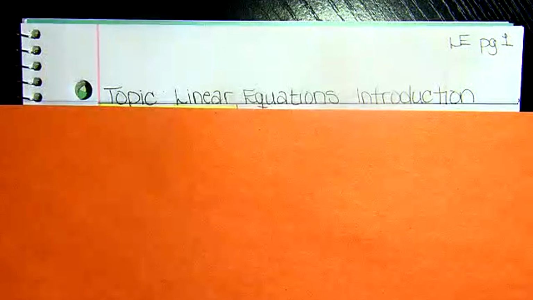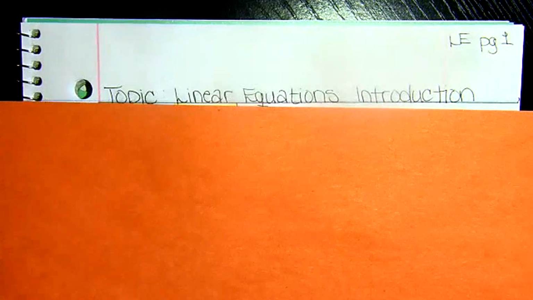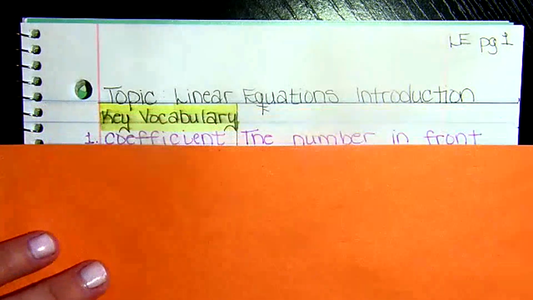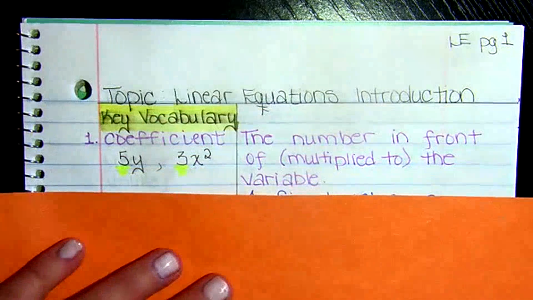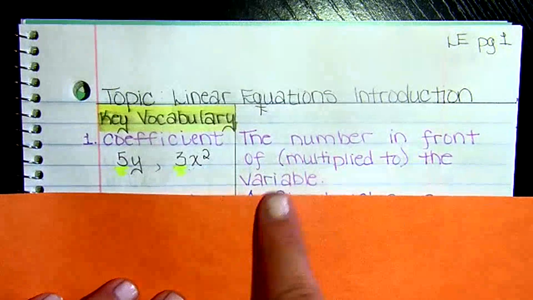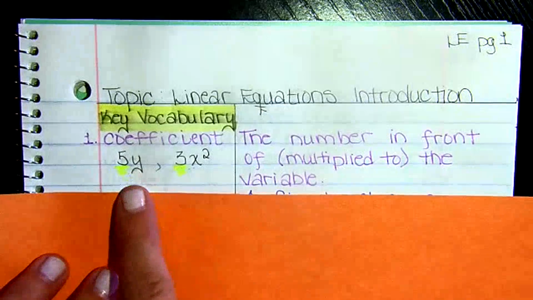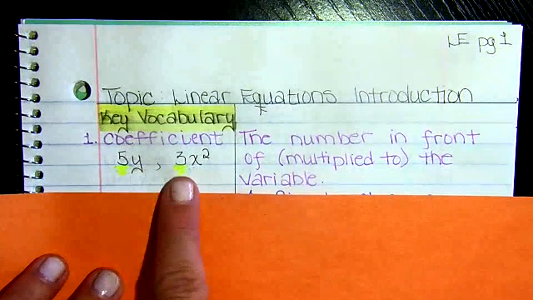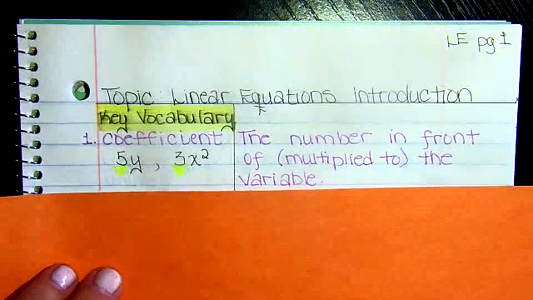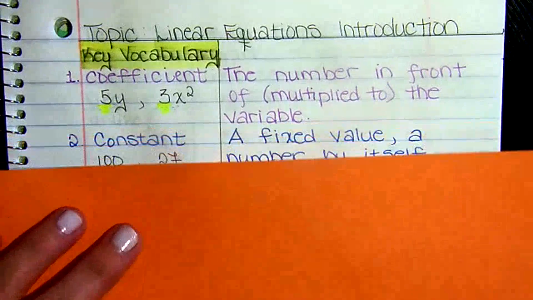This is lesson 1 for linear equations, and it is an introduction to our unit, so some key vocabulary, etc. So our first vocabulary word is coefficient, and a coefficient is a number in front of, multiplied to, the letter or the variable. So over here I have two examples and I have highlighted underneath the coefficient. So coefficient is the number in front of the variable, and the operation for that is multiplication.